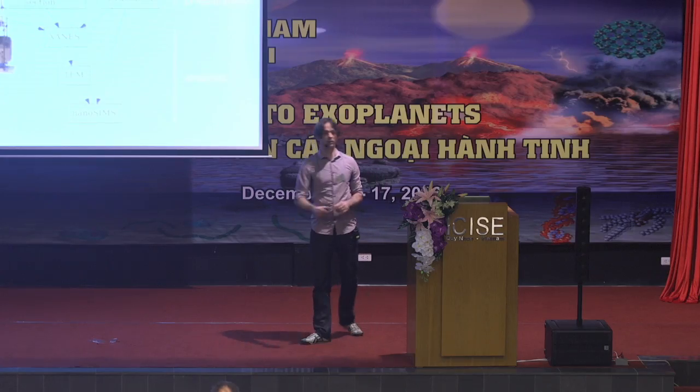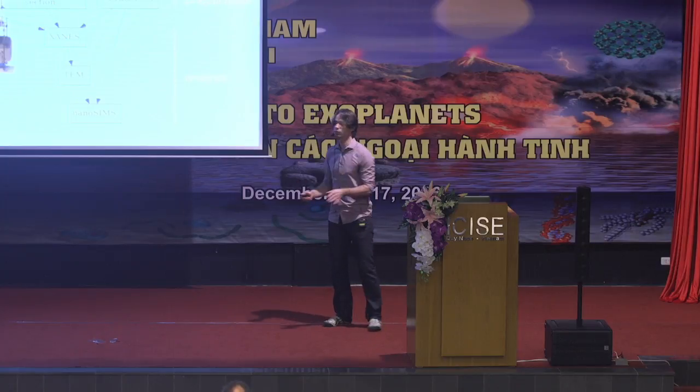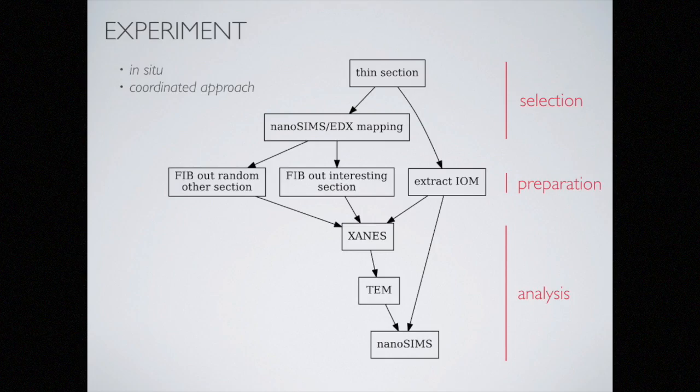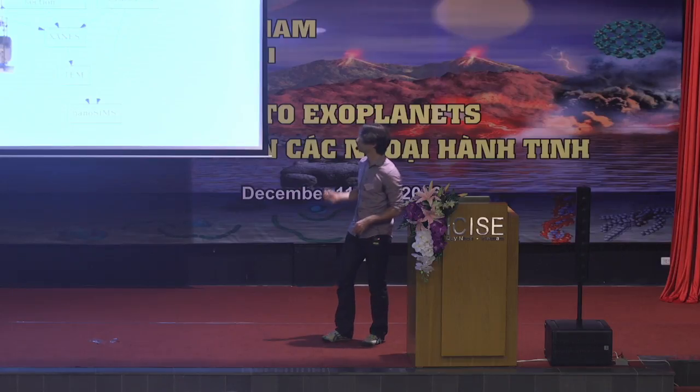This is my experiment. This is what we do. We do in situ analysis of the organic matter in meteorites. In situ means without breaking apart the meteorite. We do a coordinated approach, which means that we take one or a few samples and then unleash a host of techniques on those few samples to completely analyze what's going on there. So there's 3 phases: selection, preparation, and analysis. And we start with the selection.